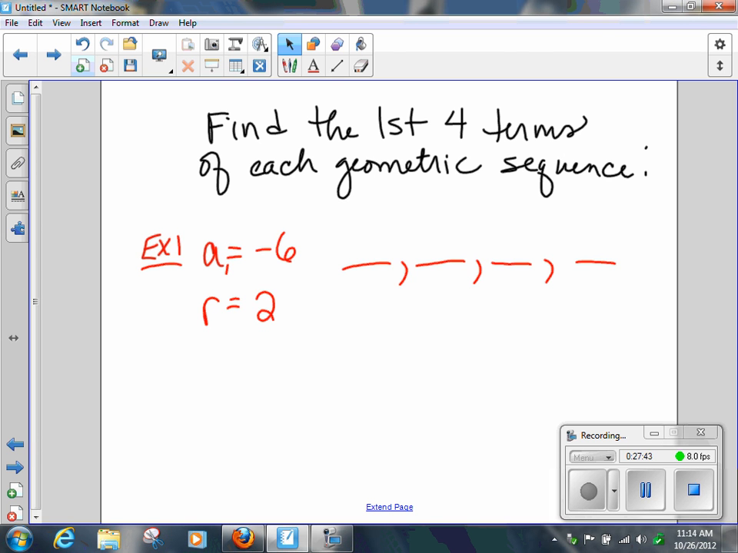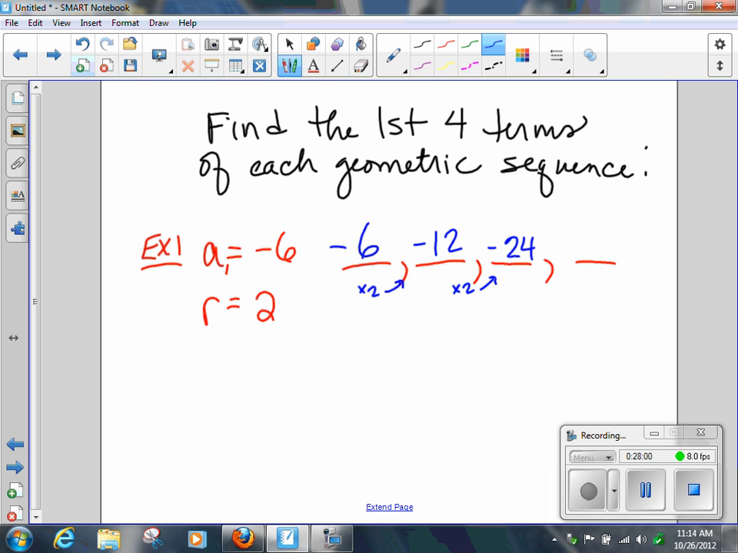So if A sub 1 is -6, then how am I going to get the next term? Multiply by 2. So what's -6 times 2? Times 2, times 2. Did we do what we were supposed to? Yeah? Questions? How about another one?